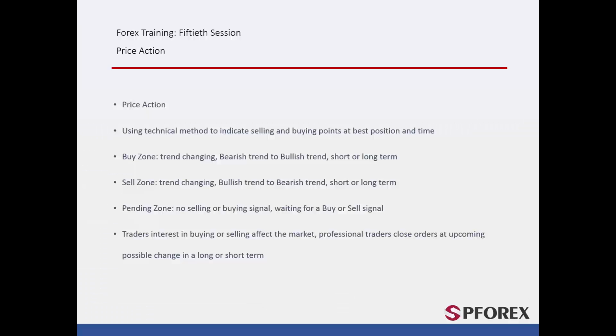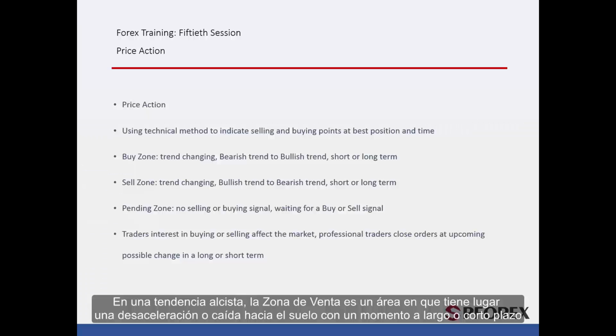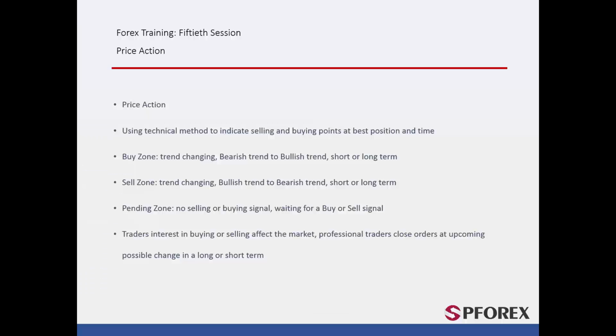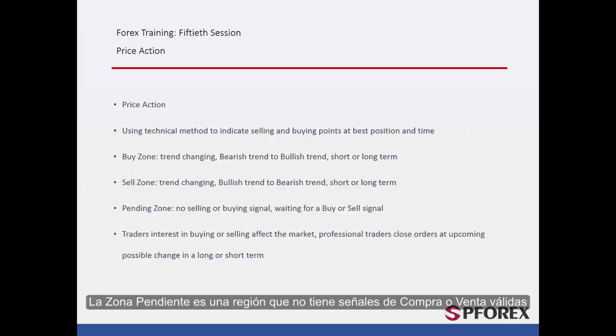Sell zone. In an uptrend, a sell zone is an area in which a downturn is formed towards the bottom with a long or short-term momentum. Pending zone. Pending zone is a region without any valid buy or sell signals.